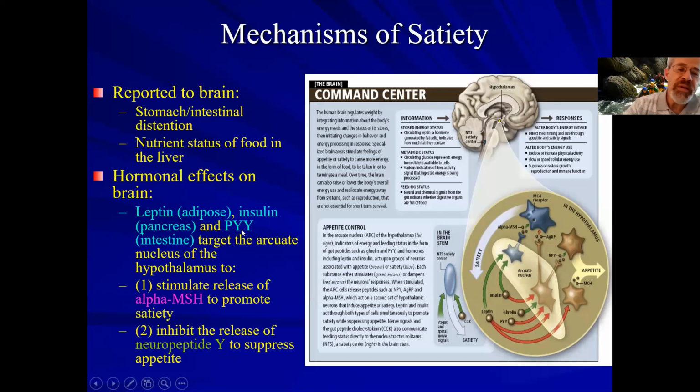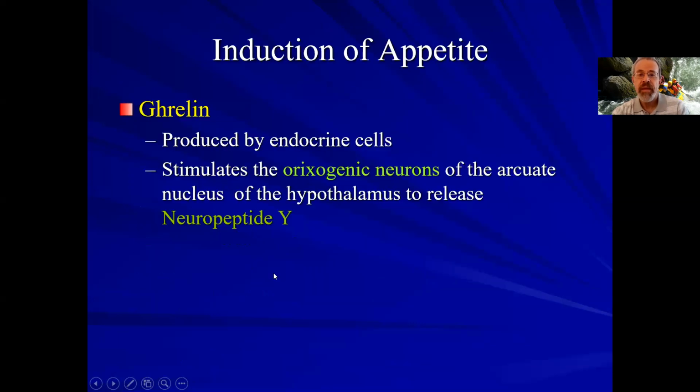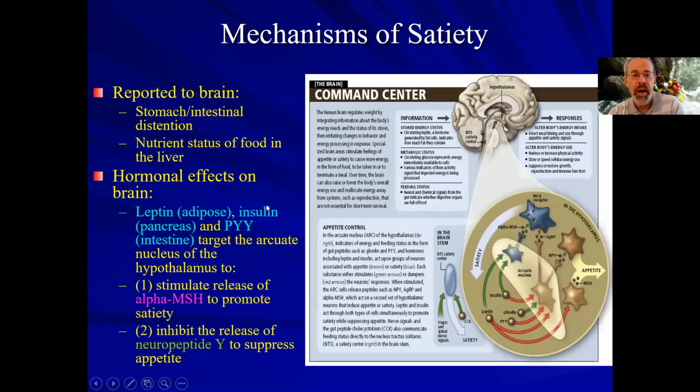PYY is a hormone from the intestine that travels to the brain. Now, where do they travel? Well, they travel to the same region, the arcuate nucleus, like you saw back here. But instead of stimulating orexigenic neurons to produce neuropeptide Y, they stimulate what are called anorexigenic neurons to stimulate the release of what's called alpha MSH. And it's alpha MSH that promotes the sense of fullness.